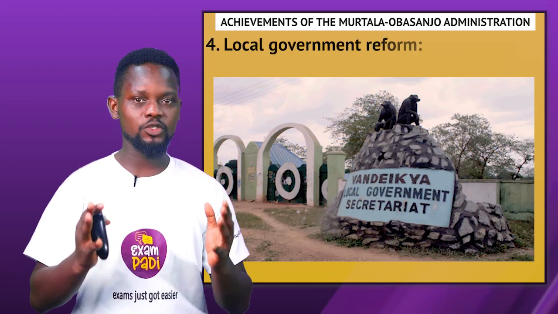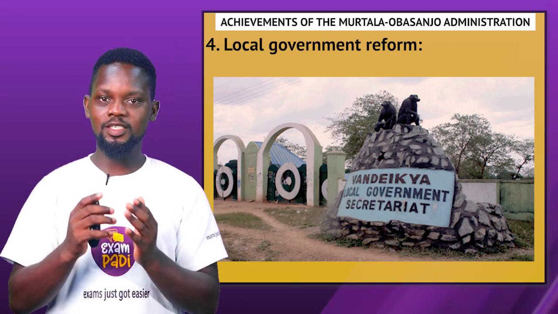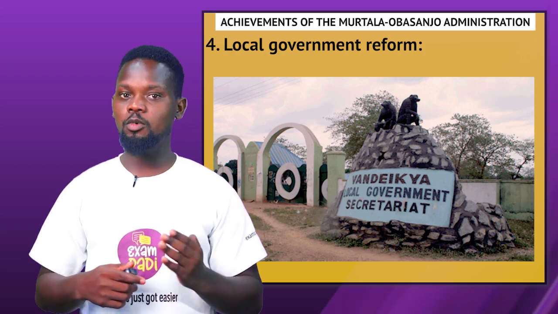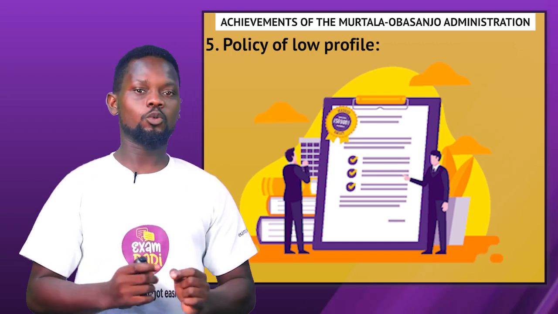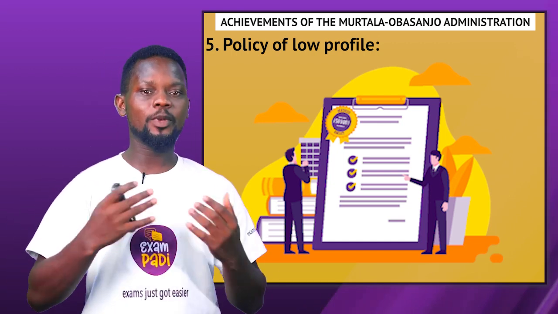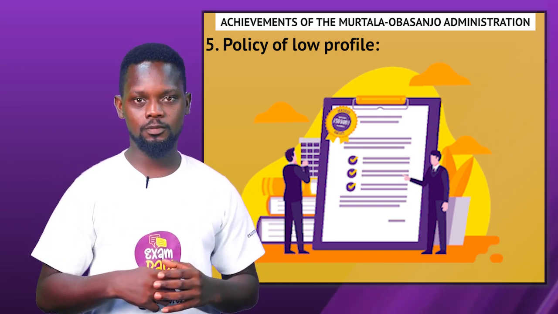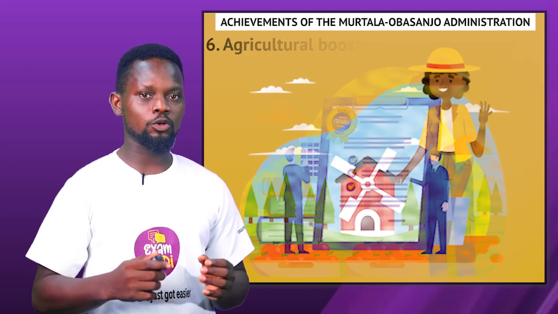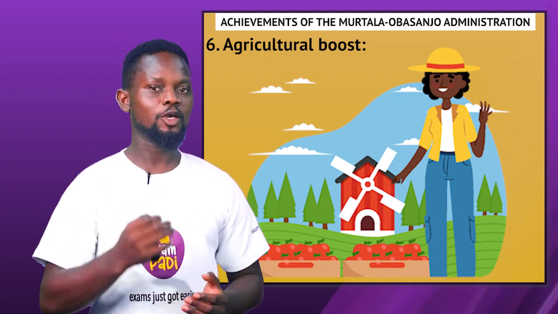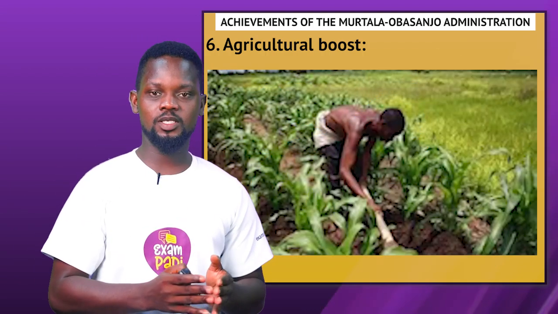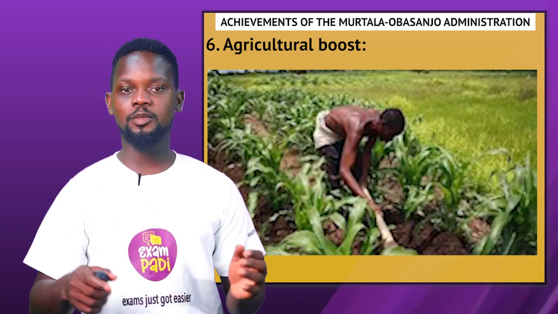Number 4. Local government reform. The administration restructured the local government system and standardized it throughout Nigeria. Number 5. Policy of low profile. Wasteful expenditure was reduced and government personnel were made to use cost-saving measures and embark on only compulsory trips and projects. Number 6. Agricultural boosts. The regime initiated the Operation Feed the Nation program, whereby both states and federal governments established farms and encouraged mechanized farming, making high-yield seeds and fertilizers available to farmers.